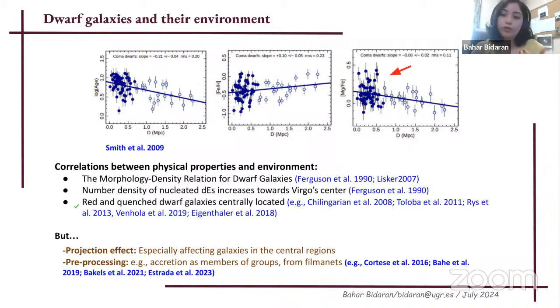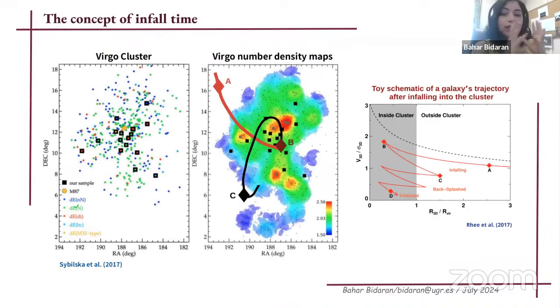Many people try to solve this problem, and I think the concept of infall time and the phase space diagram is the key. So here on the left panel, you are looking at the Virgo cluster. This is the plot by Sybilska et al. in 2017. You are looking at all the dwarf galaxies of the Virgo. They are color-coded based on the different substructures that they have. Talking about that is beyond the scope of this talk, so I'm not going to go through the details of substructures here.